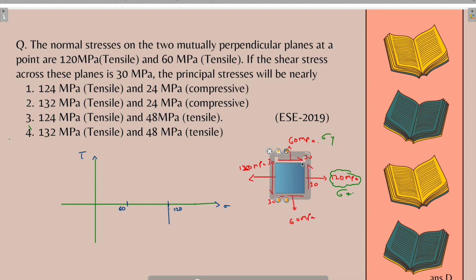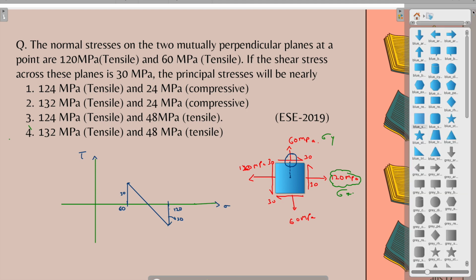Now this 30, which is acting here, is taken to be positive. Why positive? It is trying to rotate the body in the clockwise direction, if you look carefully. So let me draw this 30 as well. These 2 points we have got. Now our next task is to join them using a straight line. These 2 points will lie on the Mohr circle. This is 30, this is also 30. Now using these 2 points, let's draw a circle. That will be our Mohr circle.